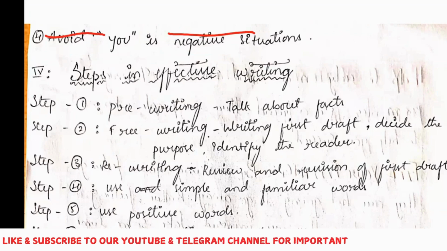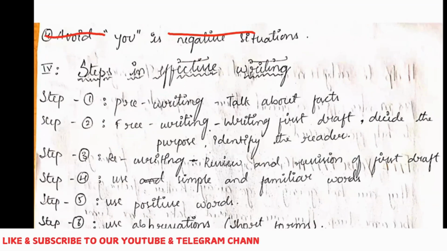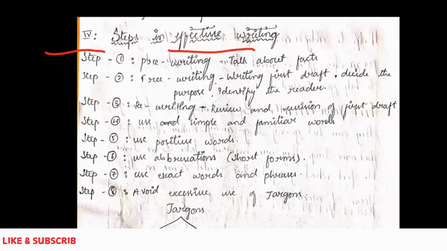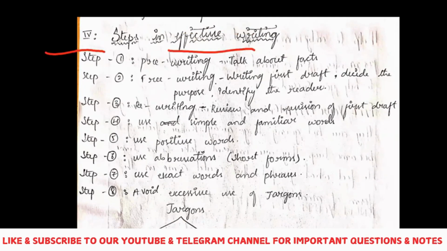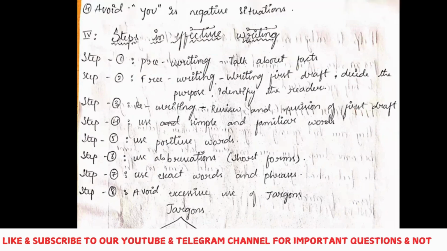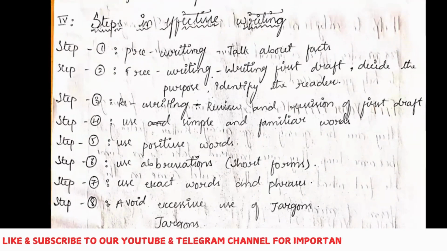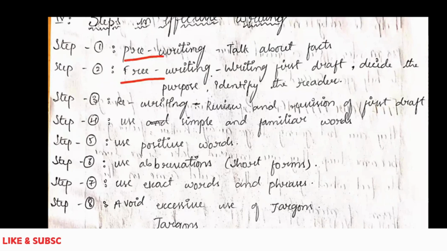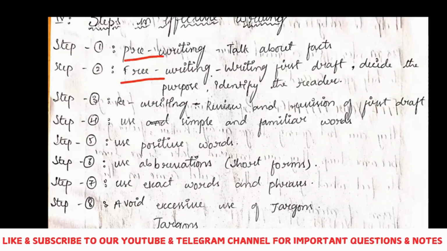Steps in effective writing. What are the steps we have to write? Pre-writing, free writing, and rewriting. Three steps you have to remember. What is pre-writing? Talk about facts, right? Second, free writing is writing the first draft. And rewriting is the review and revision of the first draft.